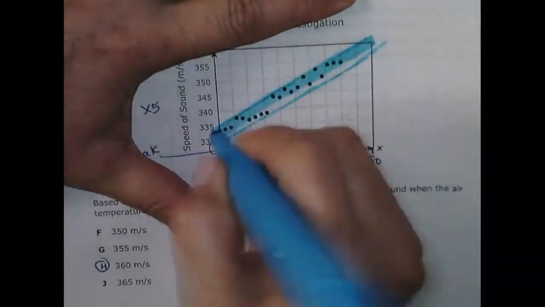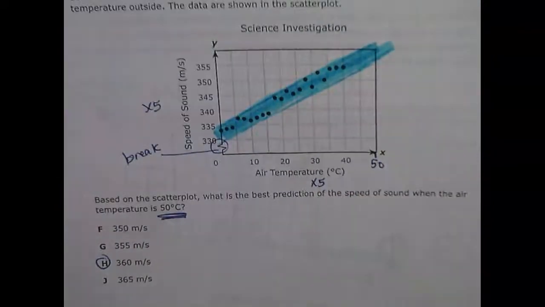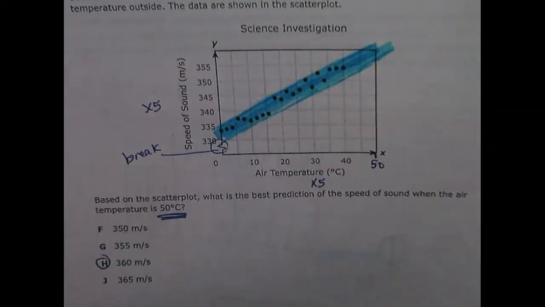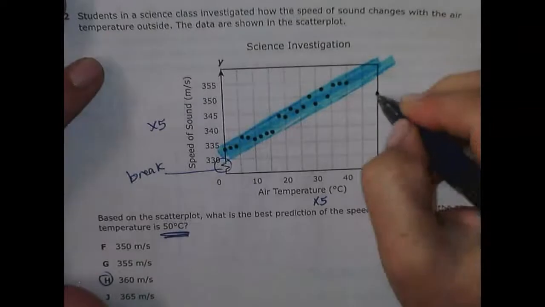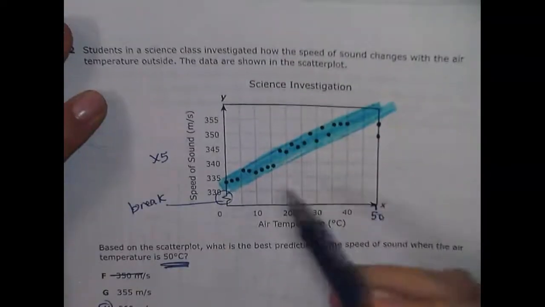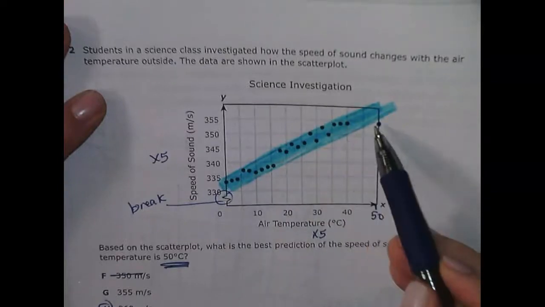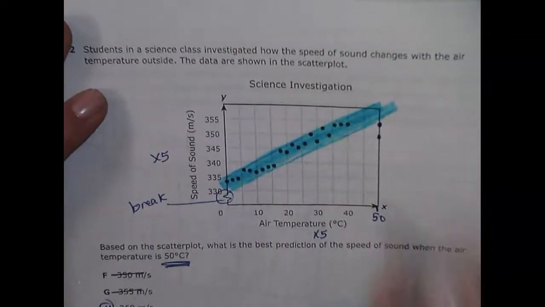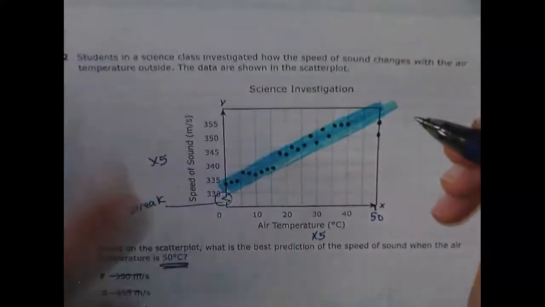Now, here's the deal. Somewhere in here will be the answer. If it's not in that section, it's going to be wrong. So, what about 350? 350 is here. I'm going to call that wrong. 355 is here. Do you think those polka dots have climbed all this way and then they're going to stall? I don't think so. 360, well, I don't even have a 360. Well, okay, maybe you do.